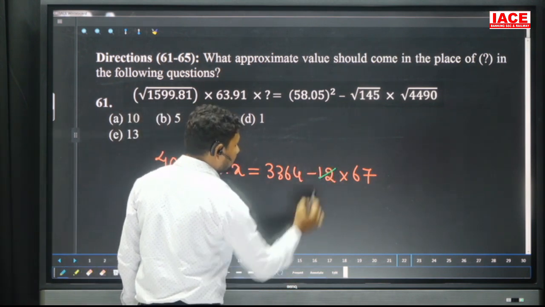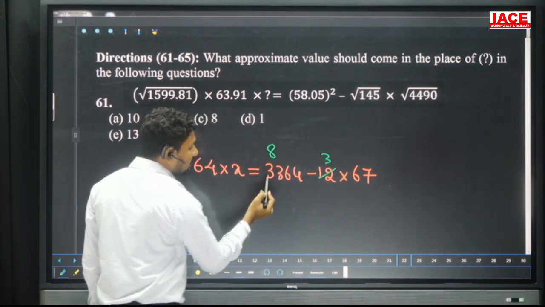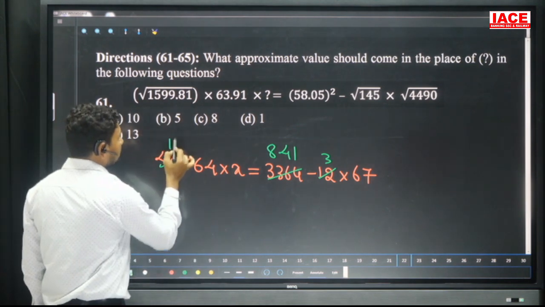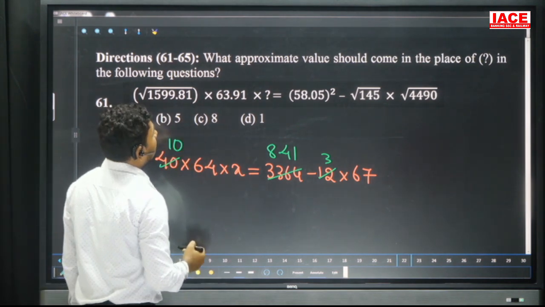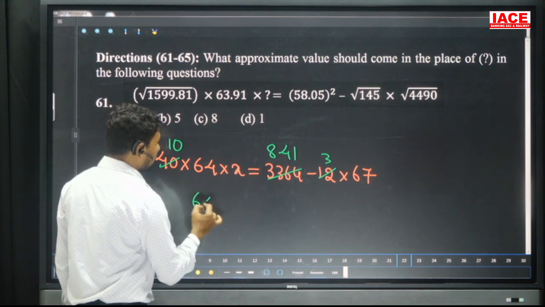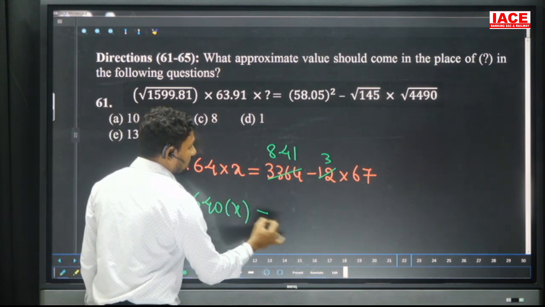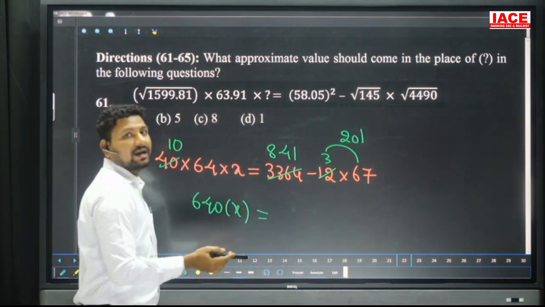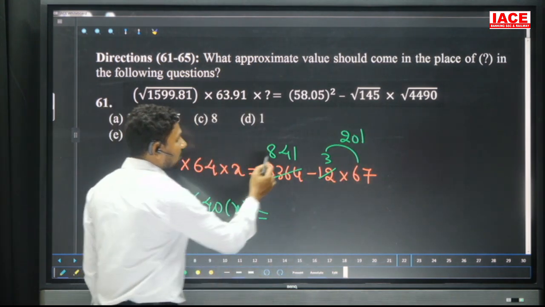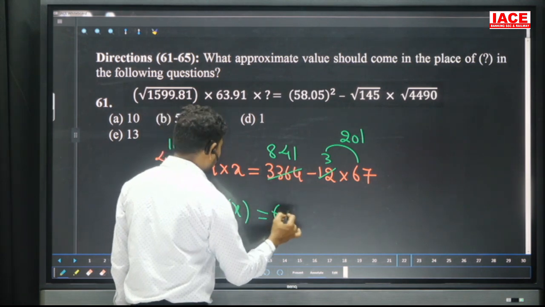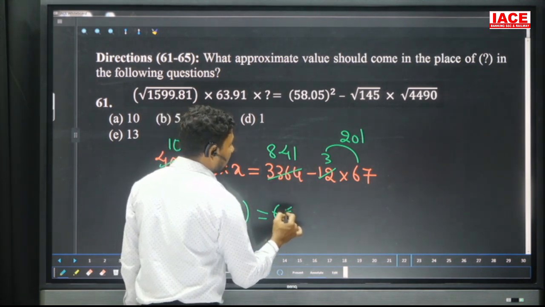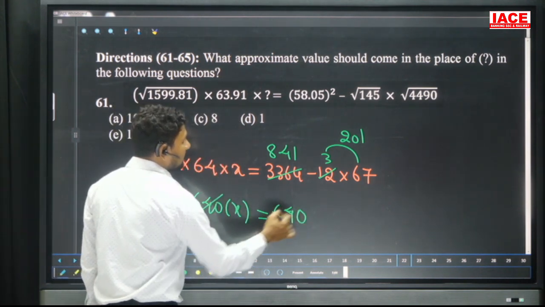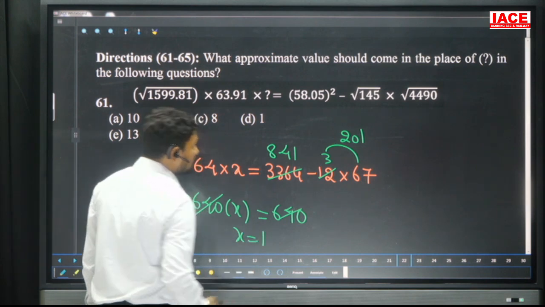4 3s are, 4 8s are 32, remaining is 16. 4 4s are, 4 1s are, and next 4 10s are. And 64 into 10, 640 into x. Look at 3 into 67 is equal to 201. 3 6s are 180 and 7 3s are 21. Overall 201. 201 is removed from the 841. We'll get 640, 640. Mostly it is near. Then what can we do? X is equal to what is the answer? 1. Our option is D.